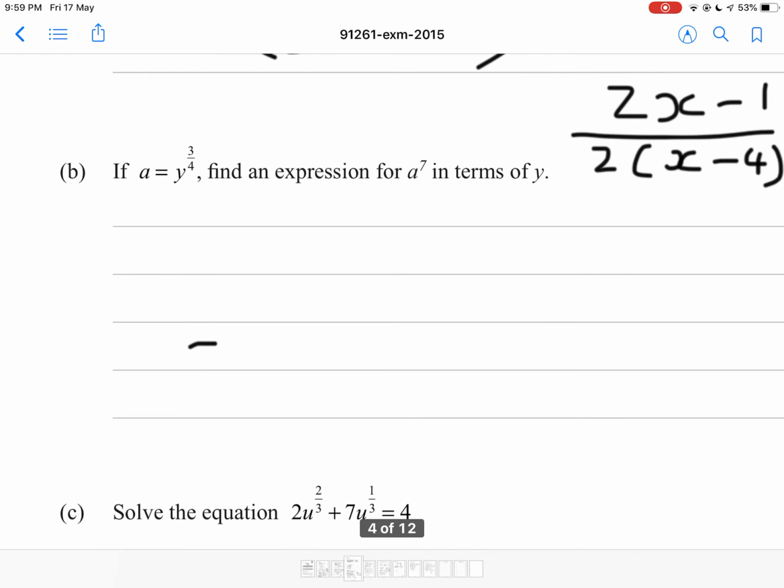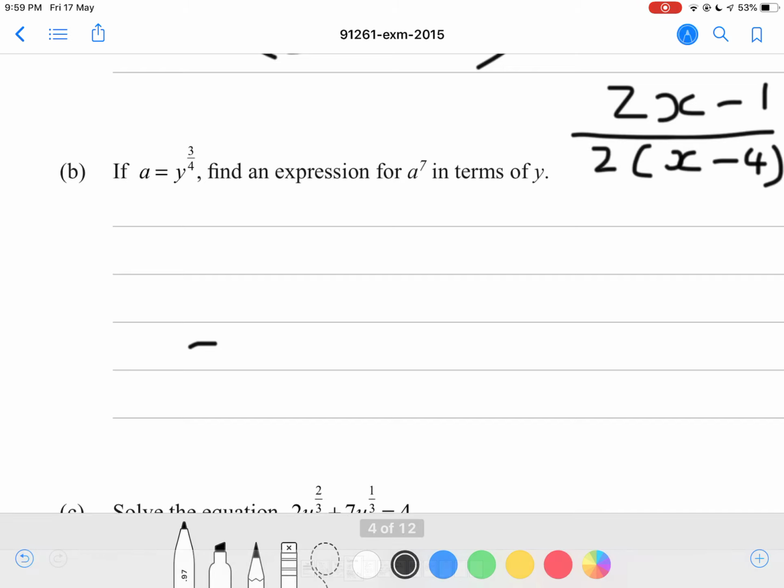So next question, if a equals y to the power of 3 over 4, find an expression for a to the power of 7 in terms of y. Okay, so we can say a to the power of 7. So what we do to one side, we have to do to the other. So equals y to the power of 3 over 4, to the power of 7, okay?